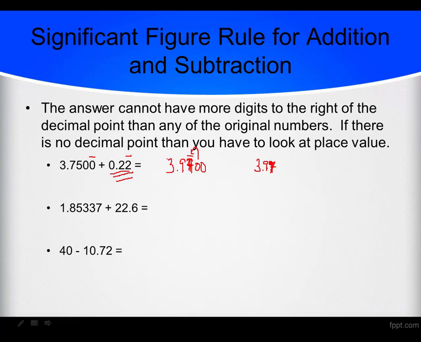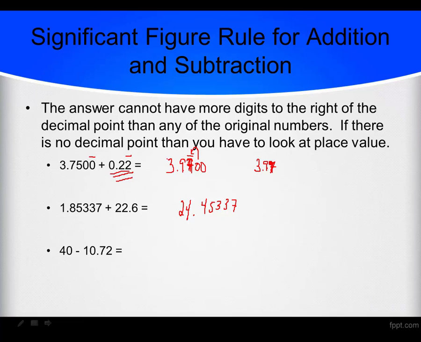Excuse me. So with this next measurement, I'm going to do this in the calculator so I don't get messed up. 1.85337 plus 22.6. The calculator is telling me, as long as I plugged it in right, 24.45337. Yes? Sure. Okay.